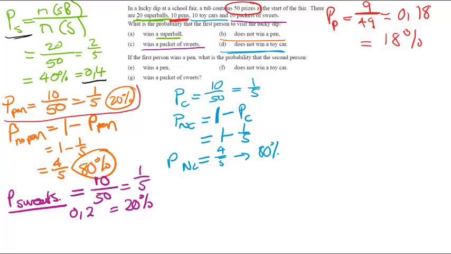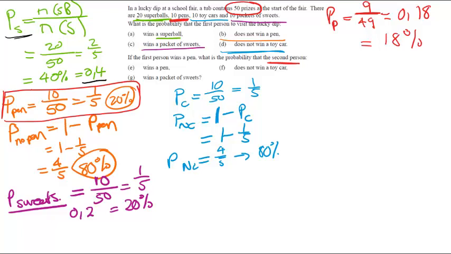Remember over here, initially the probability of getting a pen was 20%, but if 1 pen is removed, your probability changes to 18%. I need to emphasize that both the numerator and the denominator change, because it's no longer the first person we're looking at. We are now looking at the second person, so the totals have changed.